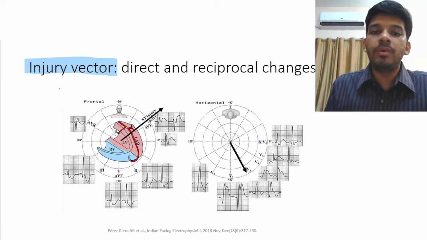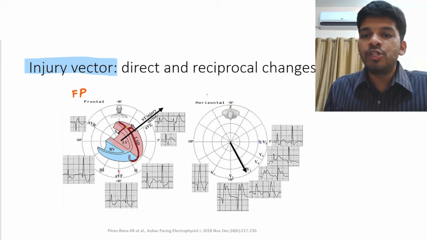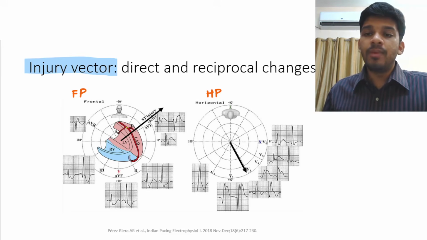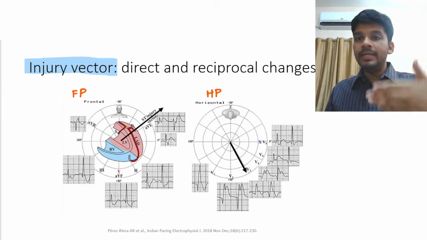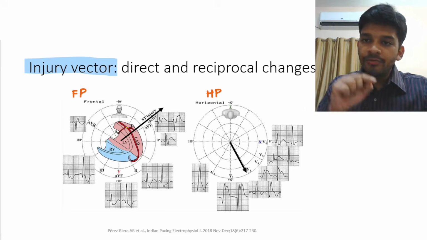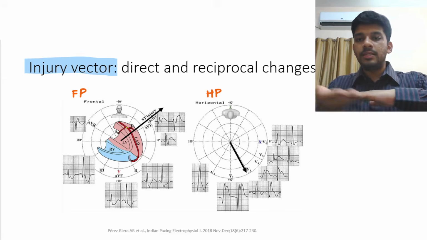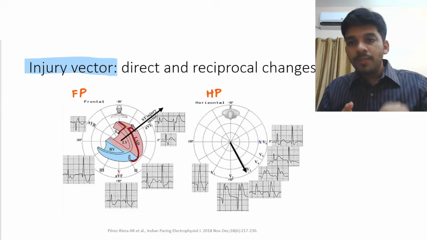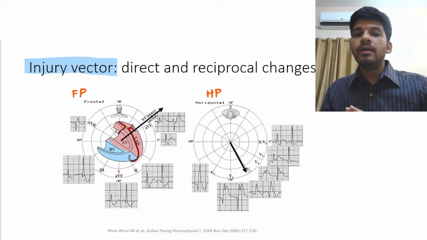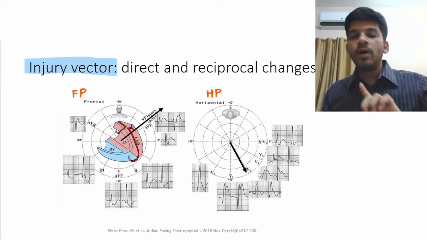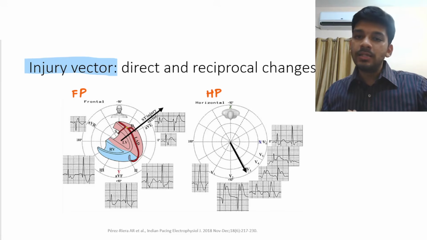In textbooks this will often be mentioned as FP and HP, the frontal projection and the horizontal projection. If you imagine the ECG leads, the limb leads, that is 1, 2, 3, AVF, AVR, AVL, they all lie in the frontal plane, whereas V1, V2, V3, V4 are oriented in a transverse manner, that is, in a horizontal plane. If you look at the projection of the injury vector in the frontal plane, in the case of proximal left anterior descending artery occlusion, it goes upwards and towards the left.